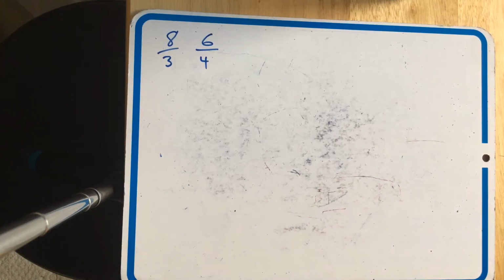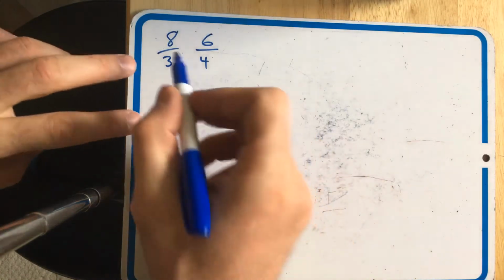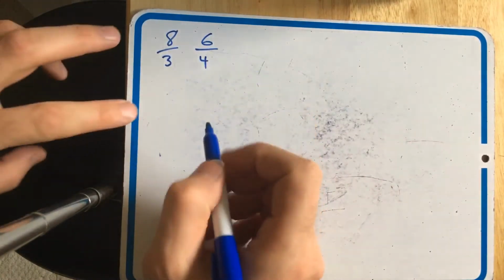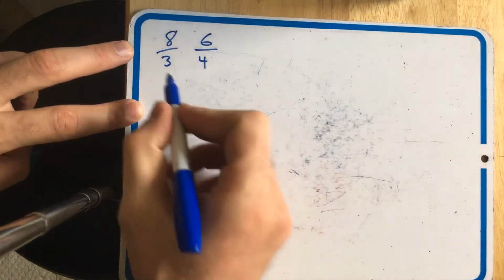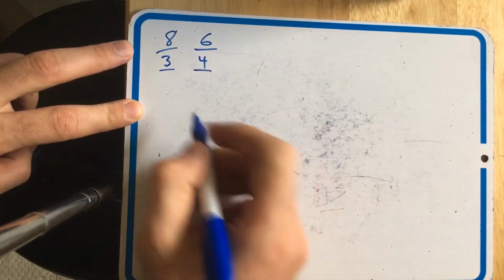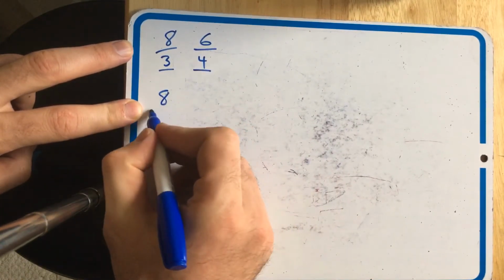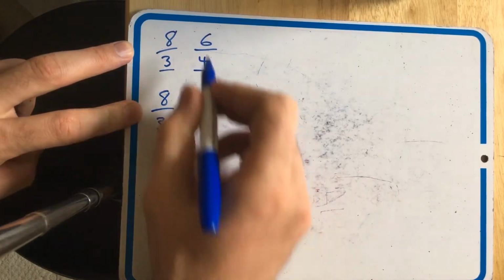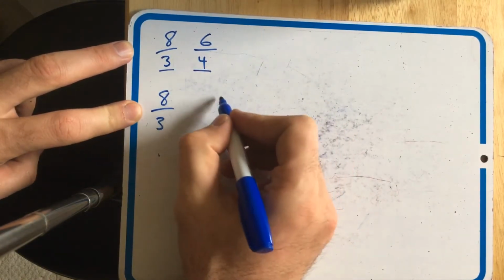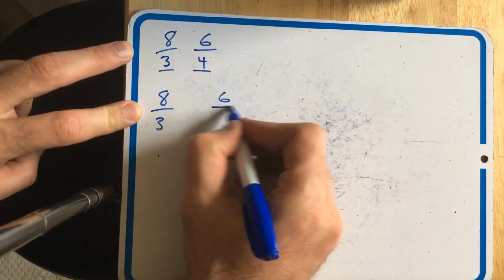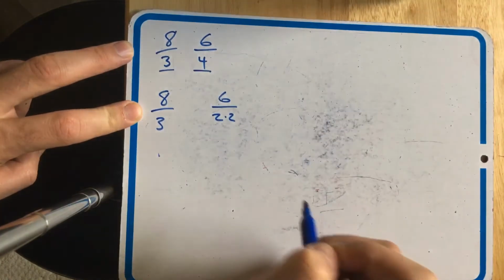Here on question 3 on page 174, where it says find equivalent fractions so the fractions in each pair have the same denominator. Here we have 8 over 3 and 6 over 4. One of the easy ways to do this is by prime factoring the denominators. So if we prime factor 3, 8 over 3, 3 is a prime number. Prime factor 4, that's 2 times 2, so we have 6 over 2 times 2.